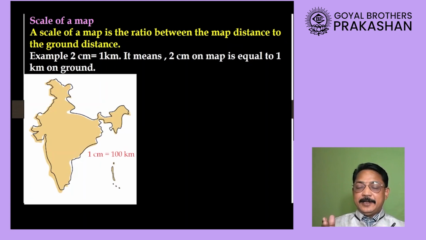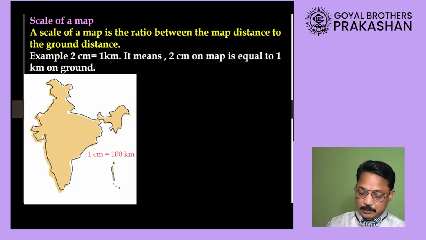So scale is giving us the idea of the distance on map and the corresponding distance on ground. So it is a ratio. A scale of a map is a ratio between the map distance and the ground distance. How much is the distance on map and how much is the distance on ground? It gives us a ratio.